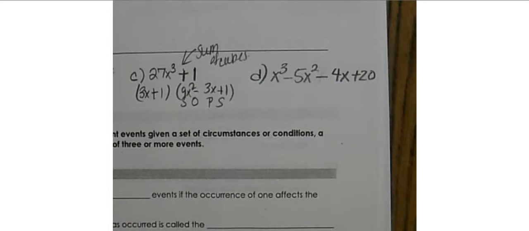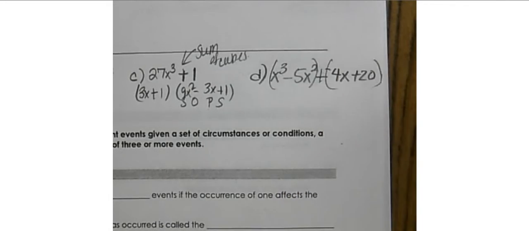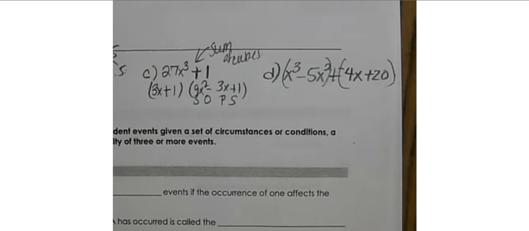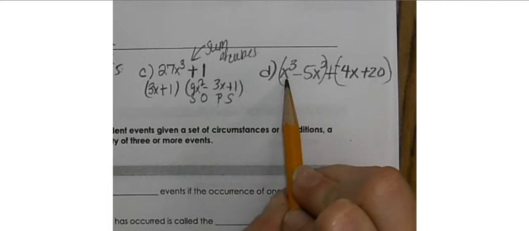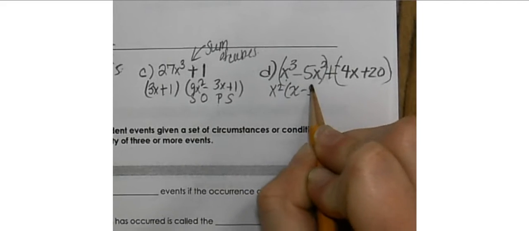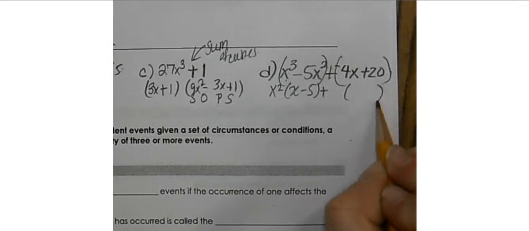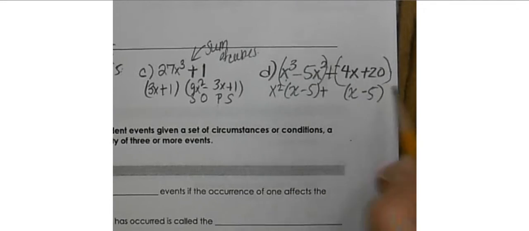For letter D, whenever you see 4 terms, we immediately put parentheses around the first 2 terms, change any middle minus signs to plus negatives, and then we put parentheses around the last 2 terms. Then we factor out the GCF of each parenthesis. Once again, x cubed and 5x squared both have in common an x squared, with our leftovers being x minus 5. Then I'm going to write a plus, and if this is factorable, you should end up with an x minus 5 in the other parentheses.